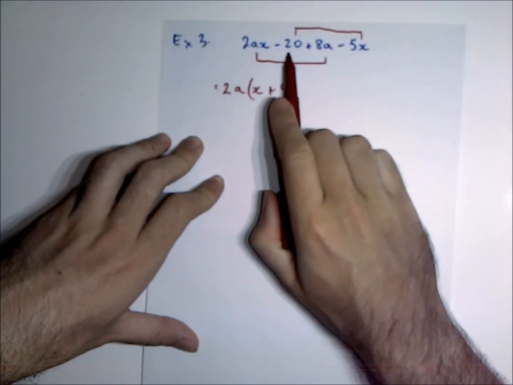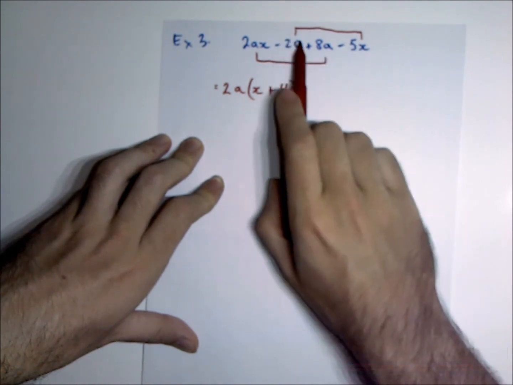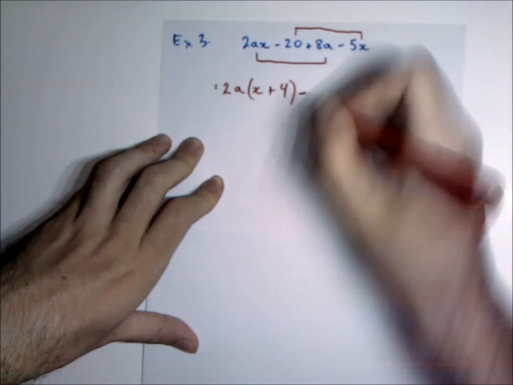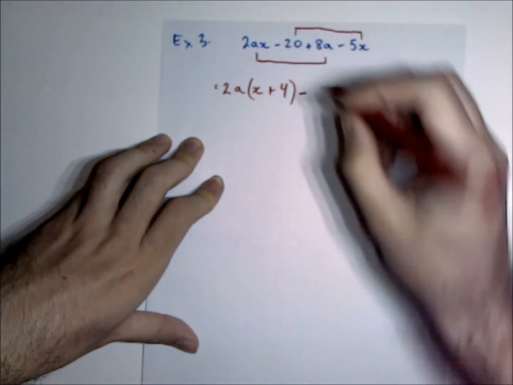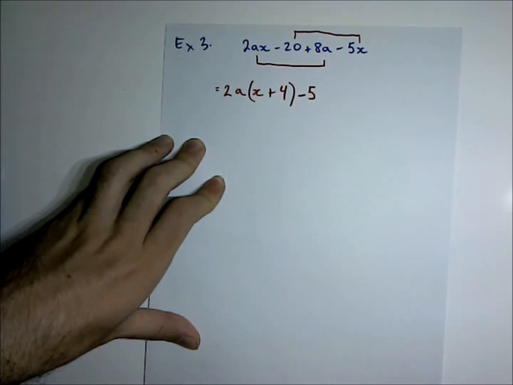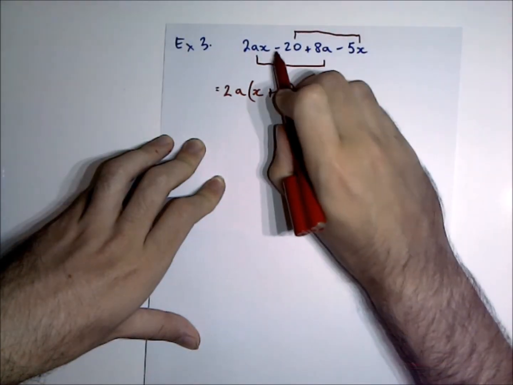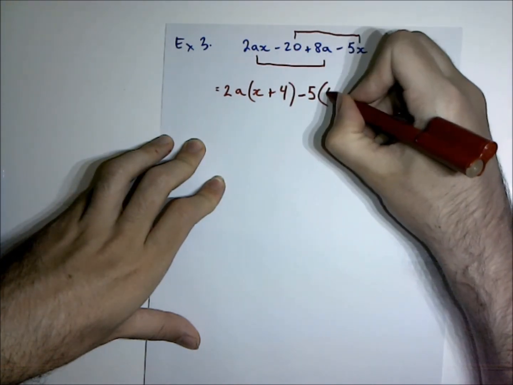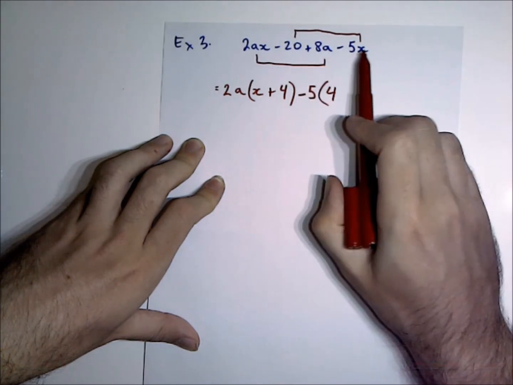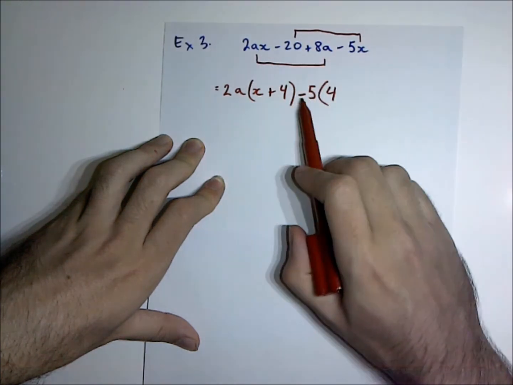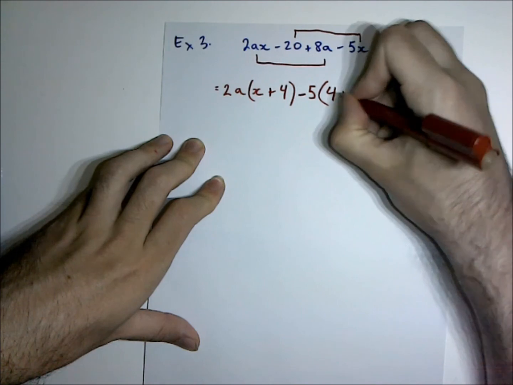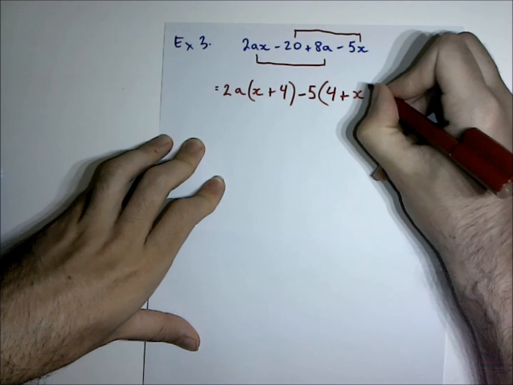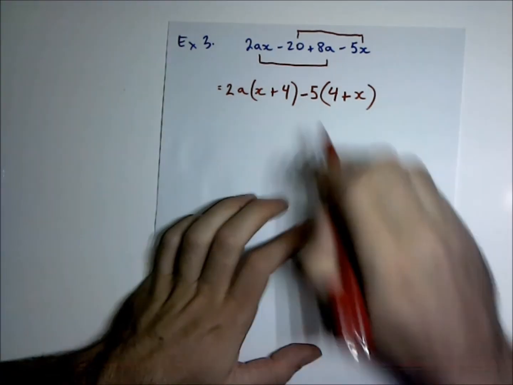Now I'll deal with the -20 and the -5x. So again, this has a negative out the front, so I'm going to have to divide it by a negative. And the biggest number that goes into both is 5, so I'm going to divide both by -5. So in the brackets, a negative divided by a negative is positive, 20 divided by 5 is 4, and over here we got a negative divided by a negative is a positive, 5 divided by 5 is 1, and I'm just going to be left with my x. Now if you do that correctly, what you'll see is your brackets are still the same.